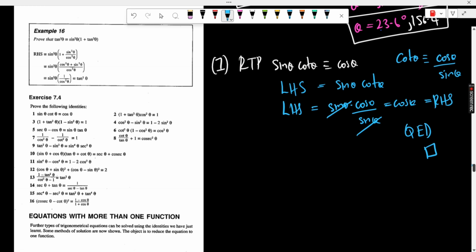So we said that LHS is equal to sine theta cot theta. That is what it's equal to from the problem. But we have to remember that cot theta, which is the reciprocal of tan, is equal to cosine theta over sine theta. So the LHS is simply equal to sine theta times cos theta over sine theta. These two sine theta will cancel, leaving cos theta, which is exactly what the right-hand side is equal to. And in those few steps, we've proven our first identity, right?